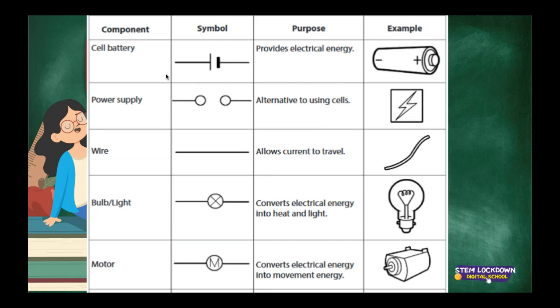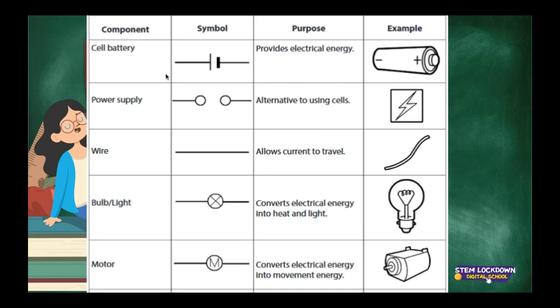The next one is a power supply. Power supply is shown by two circles, and the purpose is it is an alternative to using cells. So if you don't have a battery but you've got a power supply, you could just draw that, and there is an example of a power supply, a box with a lightning sign, I would say. The one in the middle is wire. Wire is reflected by just a straight line. Wherever you see a straight line, it is a wire. And what does it do? It allows current to travel. And there is a picture of a wire.